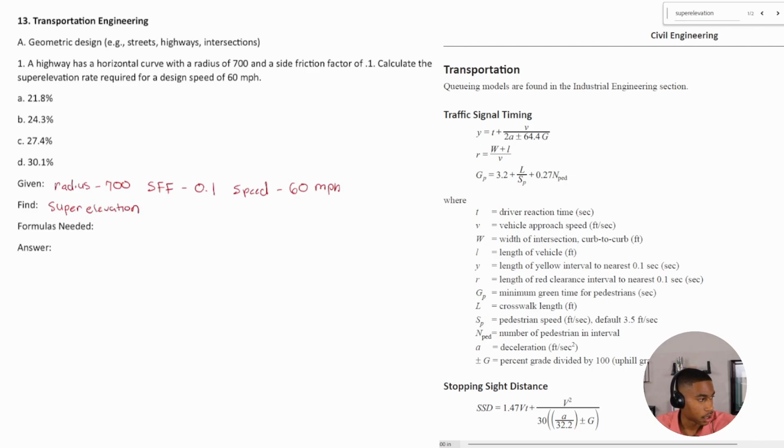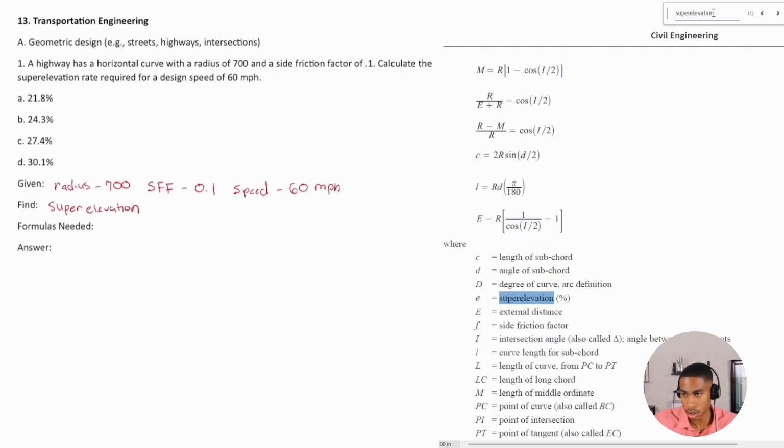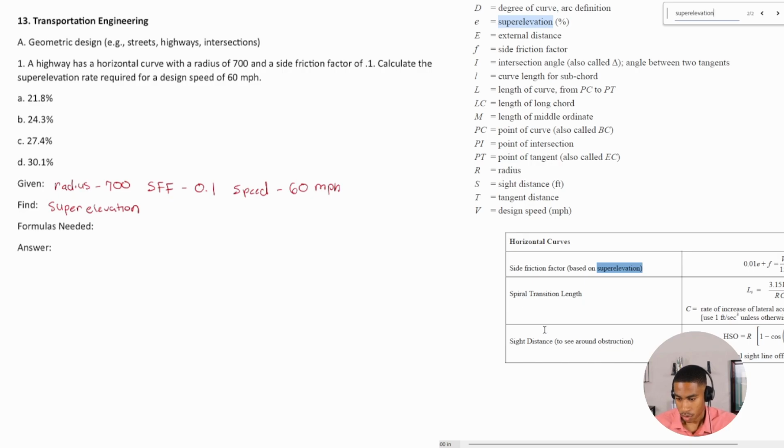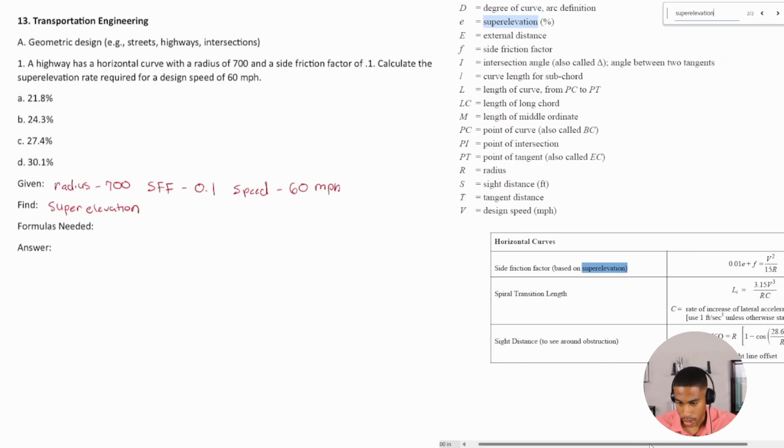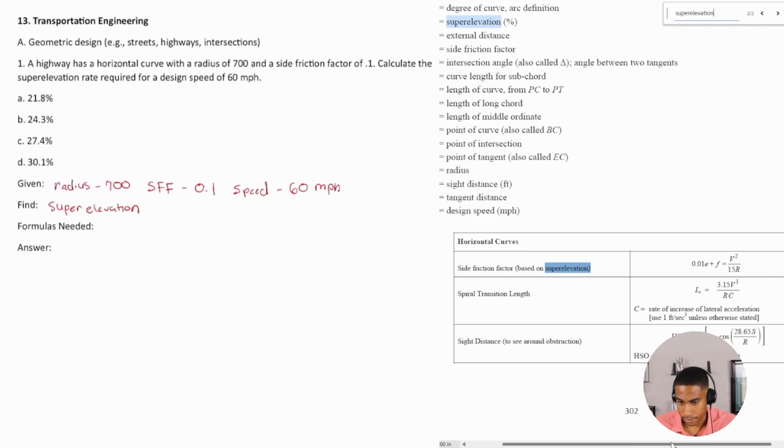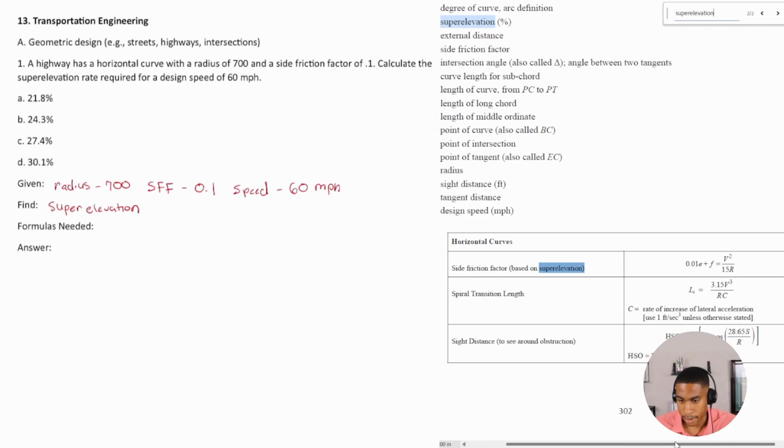Can we use a formula for this? Well, the first thing I would do is search superelevation in my FE handbook. Two things come up, and the first one shows what superelevation stands for. It's represented by the variable e, and it's a percentage. In the handbook it says the side friction factor based on superelevation.